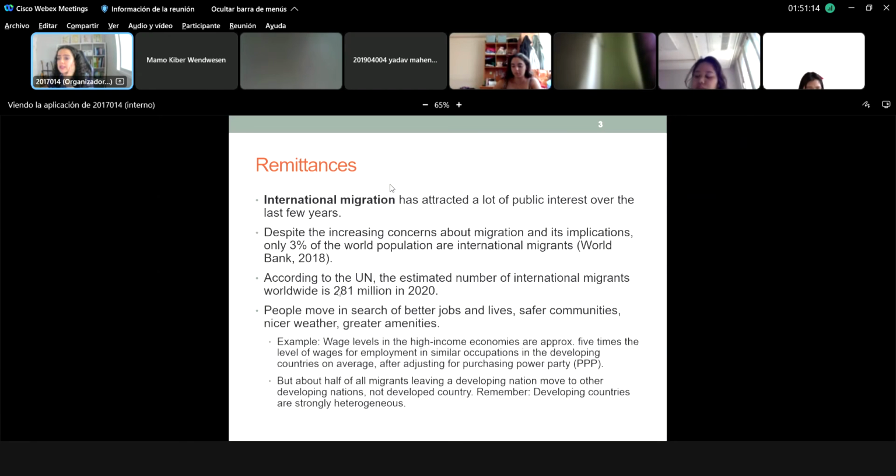According to the United Nations, the estimated number of international migrants worldwide in 2020 was 281 million people. And that's not a lot if you consider how many billion people there are out there. So percentage-wise, it's not such a big deal. So why do people actually migrate?